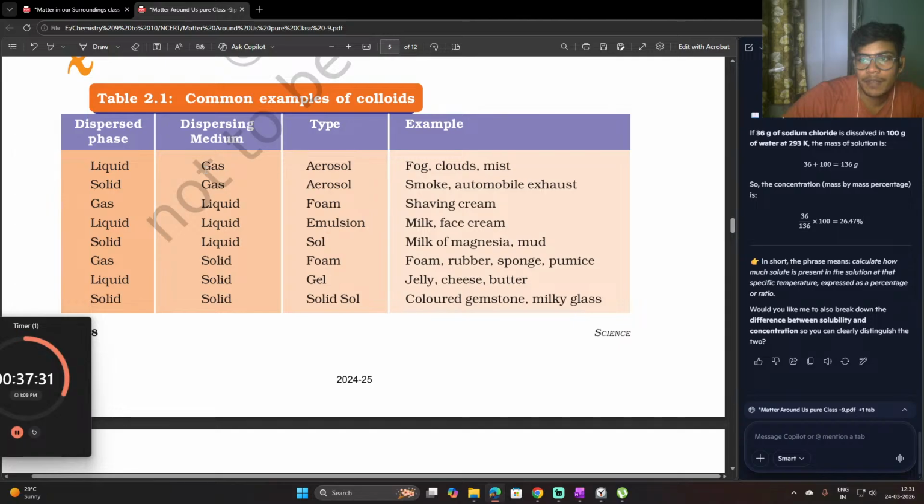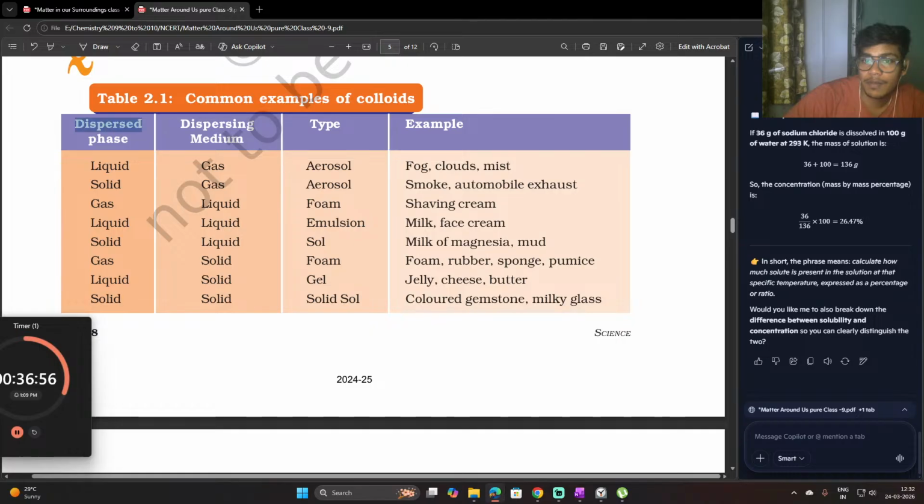Now we get some common examples of colloids. Dispersed phase: liquid, solid, gas, liquid, solid, gas, liquid, solid. And dispersing medium: gas, gas, liquid, liquid, liquid, solid, solid, solid. So first, dispersed phase liquid, dispersing medium gas, type aerosol. Examples: fog, clouds, mist.